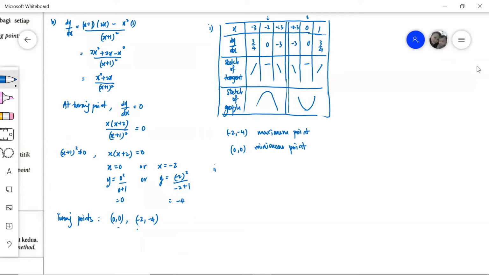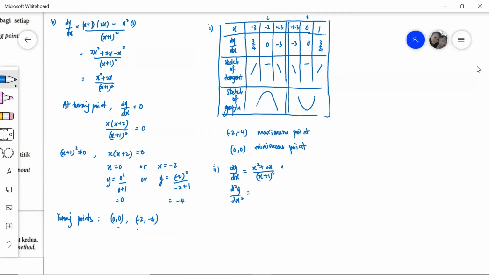The second method is the second order derivative. That means from dy/dx, which is x squared plus 2x over x plus 1 squared, we have to differentiate another time.